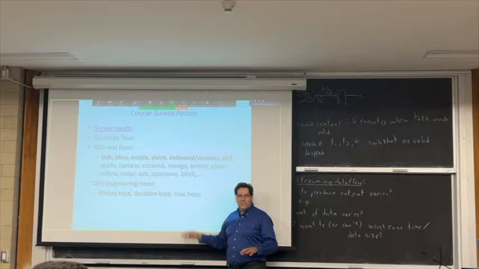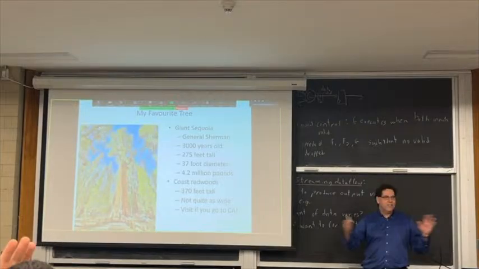Okay, so my favorite tree is the giant sequoia, right? And redwoods. These are both from the same family. So this tree is General Sherman. It's the largest living thing on Earth as a single organism. It's not a clone. It's 3,000 years old, 275 feet tall. It's 37 feet in diameter around the base, and it weighs, they estimate, they haven't actually weighed it, 4.2 million pounds. So it's kind of an amazing thing, actually. It's in the Sierra Nevada mountains. If you go to Silicon Valley, it's about 4 hours to the east.